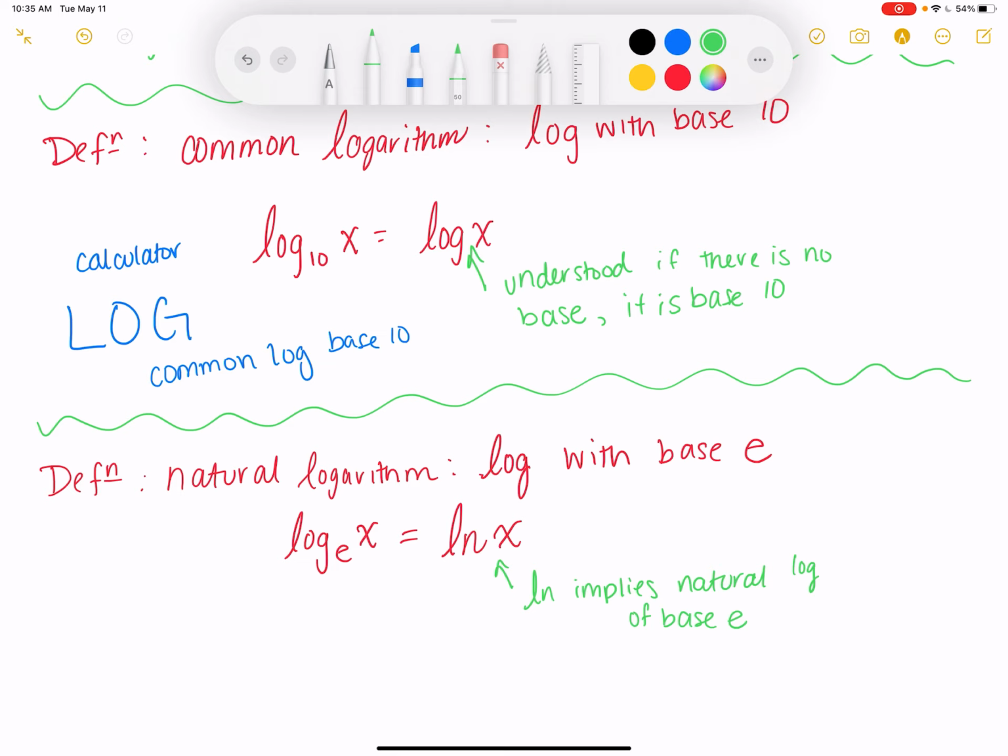But you cannot just decide that you like ln better and start writing ln. It doesn't work that way. Ln only works if it's a log with base e. Also, do not write log base e. Write ln. Proper math notation, and I will be looking for that.